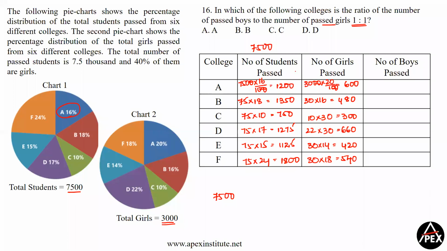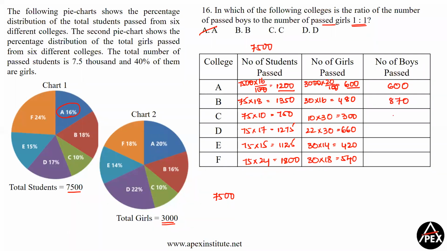So total in college A are 1,200, number of girls passed are 600. So number of boys passed will be 1,200 minus 600, so 600. Do we have that in options? Yes, sir. Option A. Now let us find out the number of boys for each of these remaining 5 colleges, because they are required to answer some questions, isn't it? So for B, 1,350 minus 480, 870.